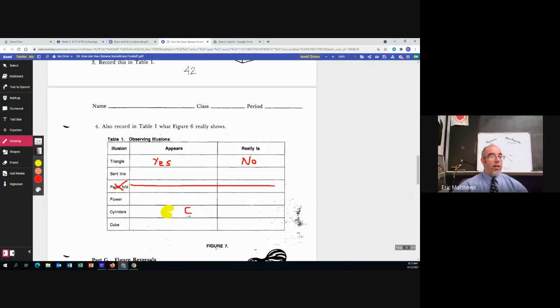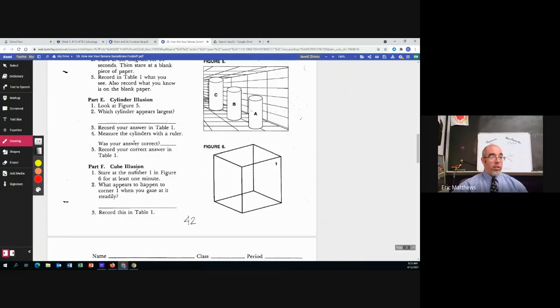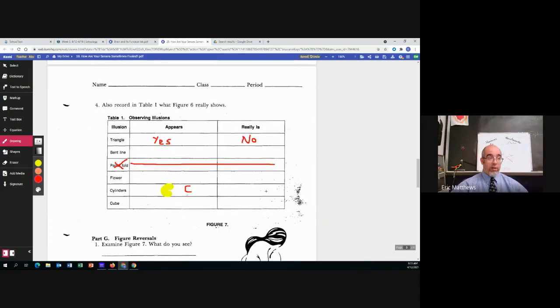C. And then it wants you to use something to see how big are they, which you could literally just use your finger. Just put your finger up on the screen, see how big it is, and then compare that through all of them. Which one is the biggest? Were you correct? Record your answer right here.